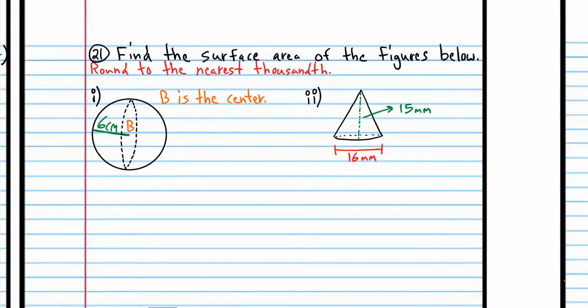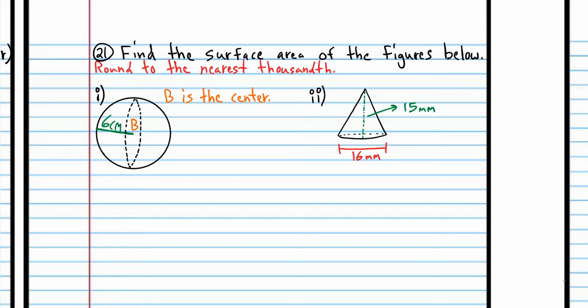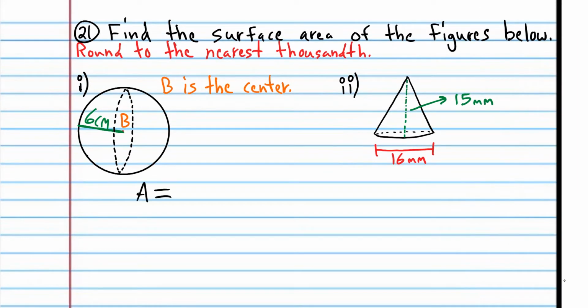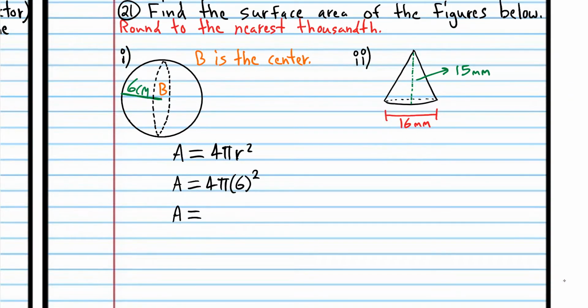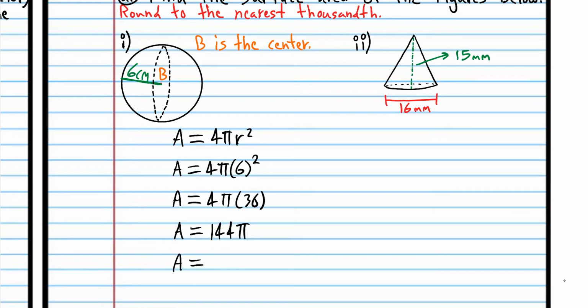Okay, we're back. Find the surface area of the figures below. We learned that the surface area of a sphere is equal to 4 pi r squared, and r is 6. At that point, you can just enter into your calculator, but we know that 6 squared is 36, and 36 times 4 is 144. So that makes it a little easier for us to enter that into our calculator. So the area is equal to 144 times pi.